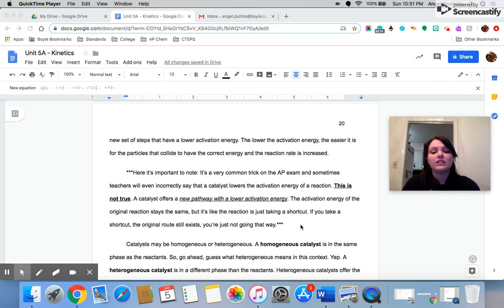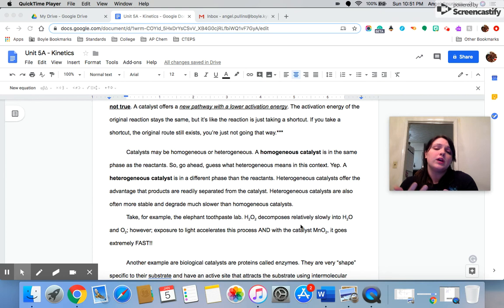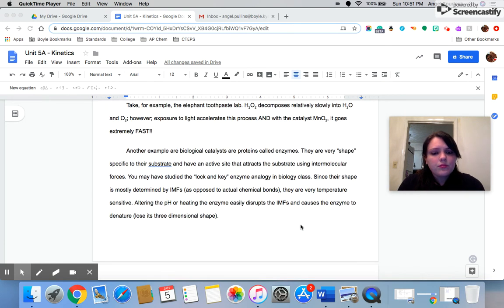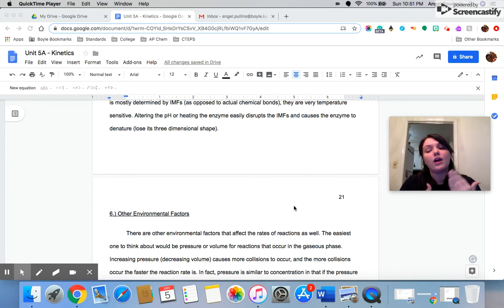So if you add a catalyst, you can add a homogeneous catalyst, which is the same phase as your reactants, or a heterogeneous catalyst. Most of the time we like to do heterogeneous because it's easier to separate if your catalyst is solid but your products are liquids. And also they don't degrade as quickly. Enzymes. Enzymes are great real-world catalysts, okay? And I'm sure you talked about enzymes all the time in biology. AP loves to talk about enzymes because they are real-world catalysts. They're offering a shortcut with a lower activation energy. Obviously, inhibitors do the opposite.